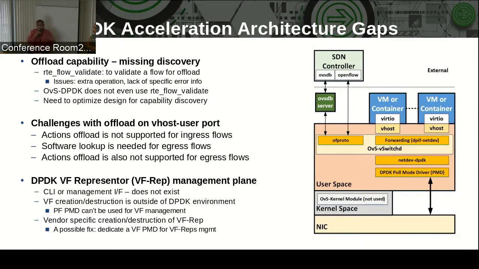So those are the three key architectural gaps: the capability discovery, partial actions offload, and how you manage the VF representor. Let me hand it to Harsha. He's going to go over some of the implementation gaps we have seen, and then we'll wrap up with some offload considerations.